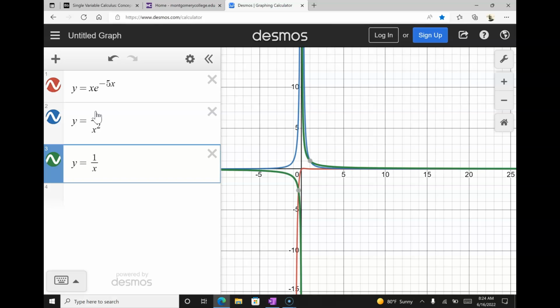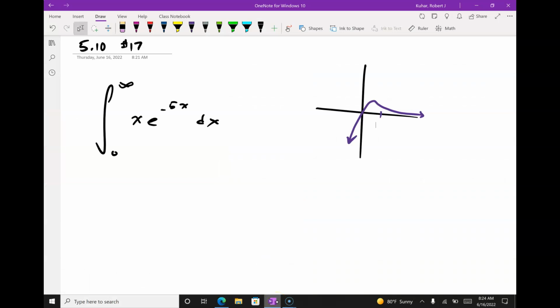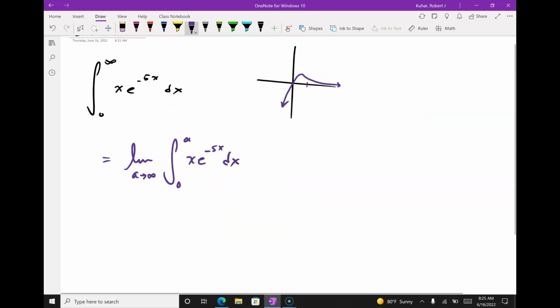So, are you kind of getting the idea of what I'm saying? I'm going to explore it and see if I can even know if my answer is feasible. Does this make sense at all? Instantly I want to write this as the limit as a goes to infinity of the integral from 0 to a of x e to the minus 5x dx. And at this point, I can almost ignore that limit all the way to the end and then deal with it.